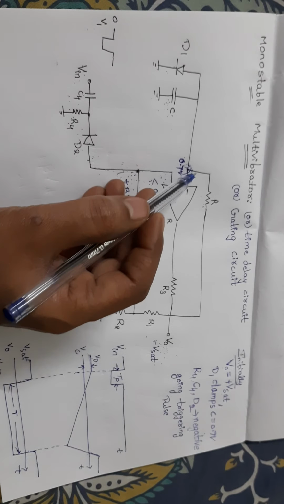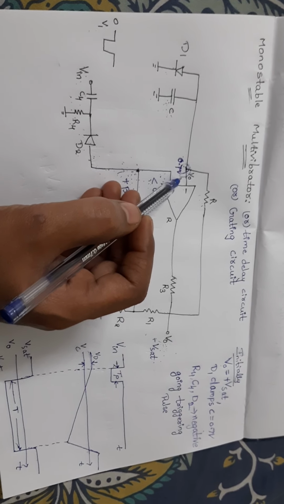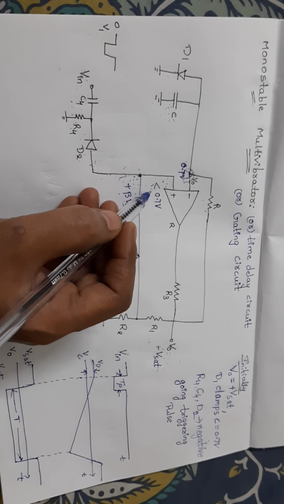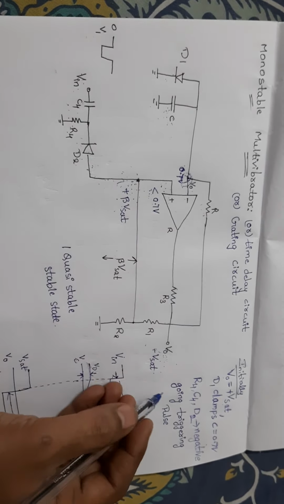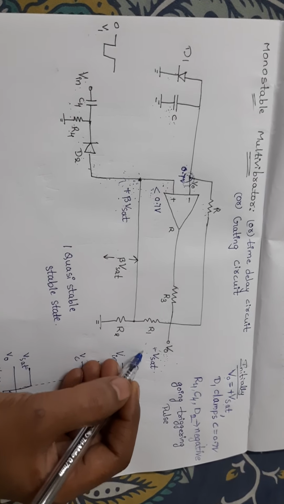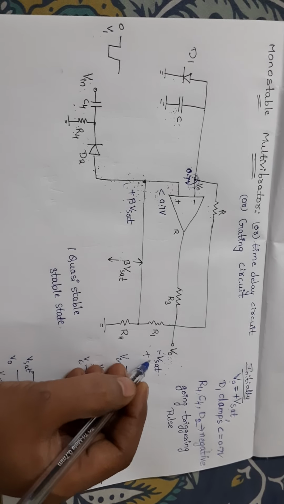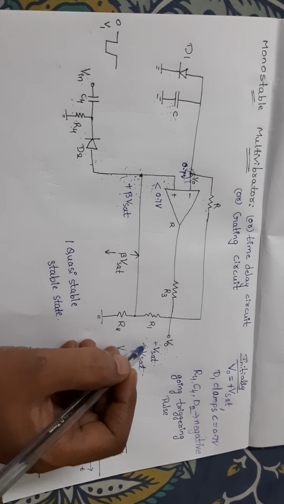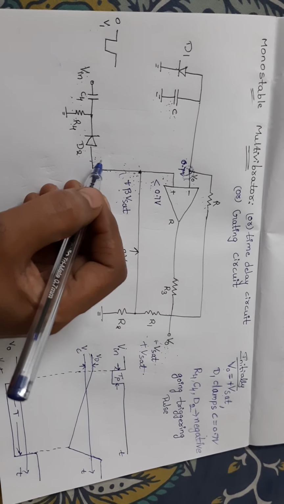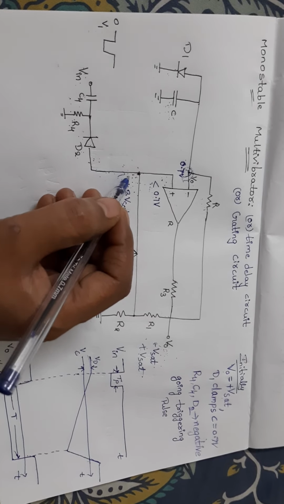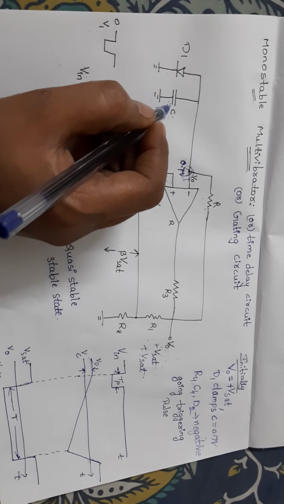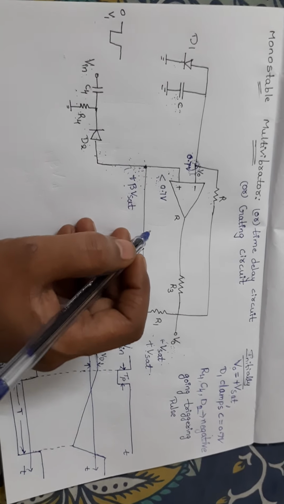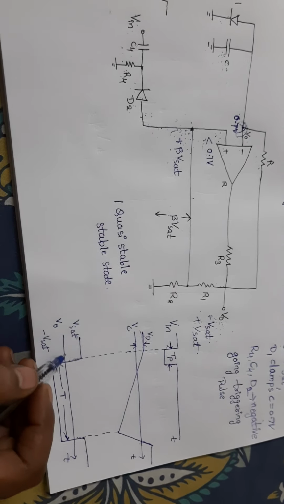If this negative-going capacitor voltage is more negative than this voltage, then immediately the output shifts from minus Vsat to plus Vsat. Whenever the output changes to plus Vsat, again here plus Vsat, again here the negative triggering pulse minus V1, and again the diode clamps the capacitor to 0.7 volts. The same happens. This is explained using this graph.